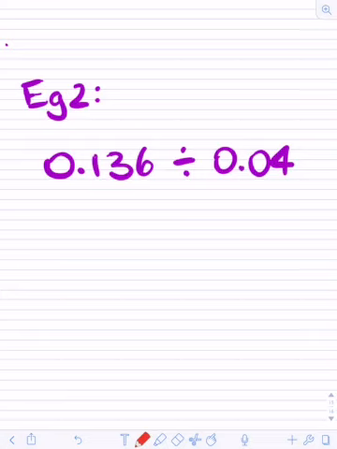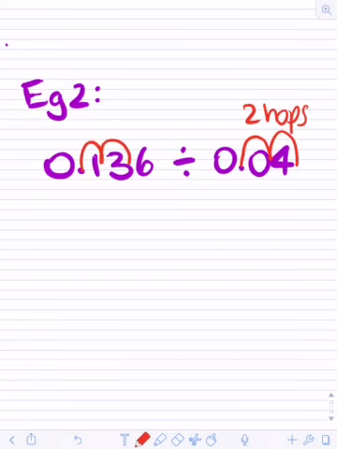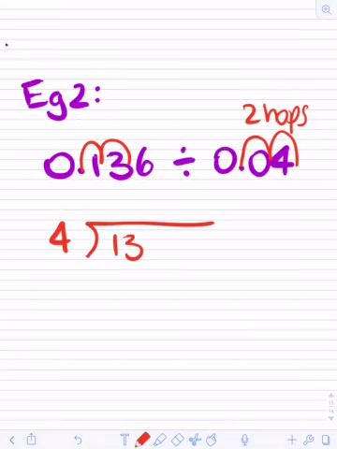Okay, so you should be done by now. So remember, we're making the second number a whole number. So 1, 2 hops. So we can do the same thing to this. 1, 2 hops. So now we have 4 goes into 13.6. How many times does 4 go into 1? None.